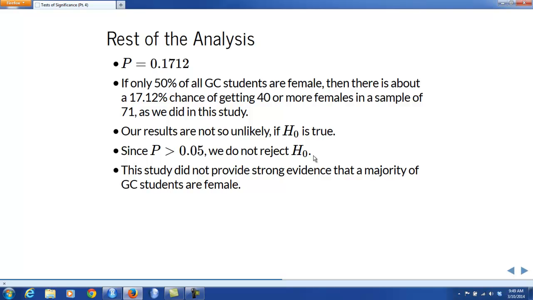So our results are not so unlikely if the null is true. The p-value is bigger than 0.05, so we're not going to reject the null. Again, the study did not provide strong evidence that a majority of Georgetown College students are female.